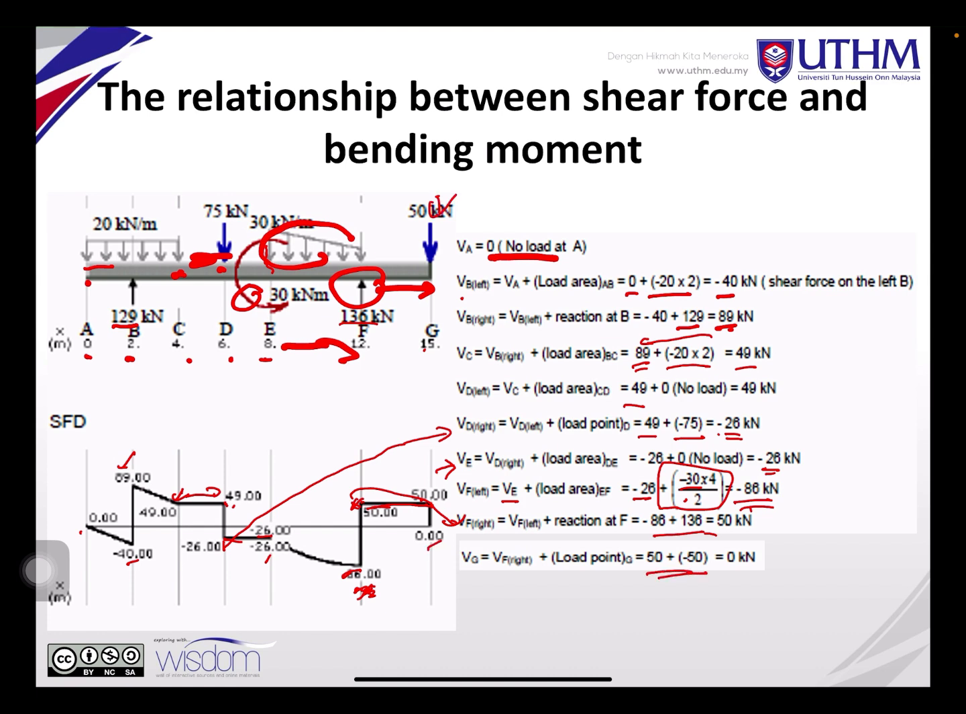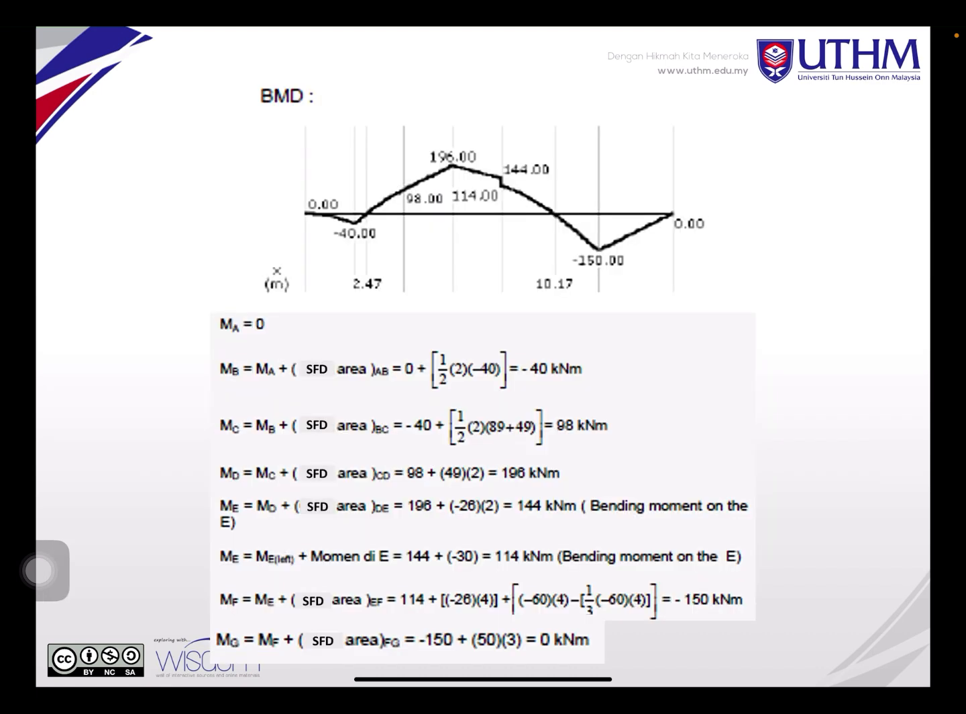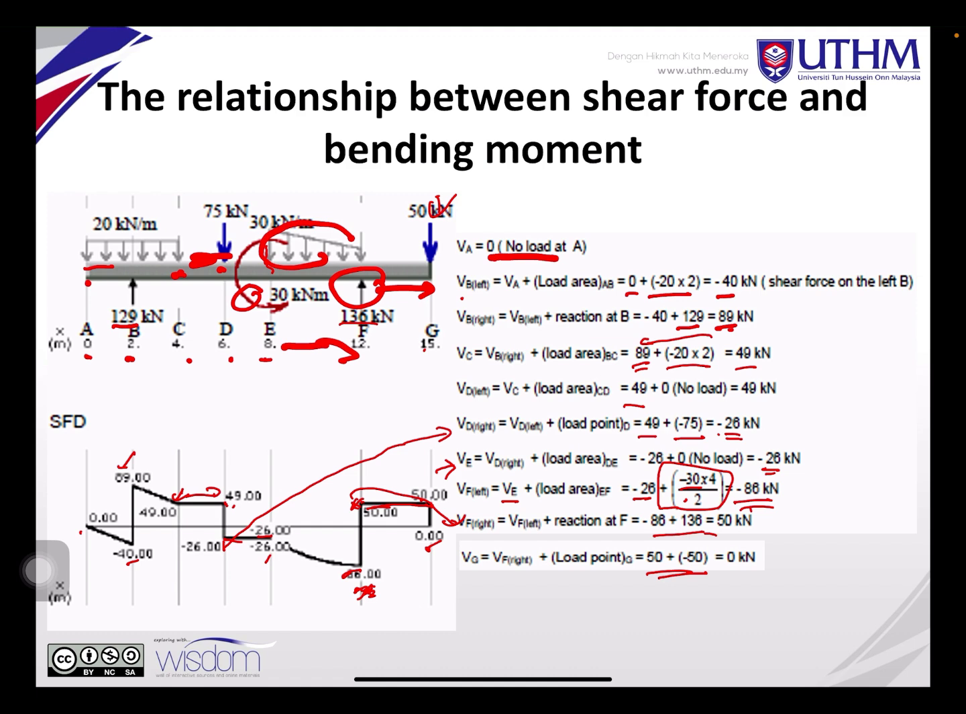So case closed. If you draw by using the area method and at the end you didn't get 0, it's incorrect. It must be balanced. Okay, so after you get the shear force diagram, you calculate the bending moment. The bending moment diagram is basically you calculate this area, and then it becomes the bending moment diagram.